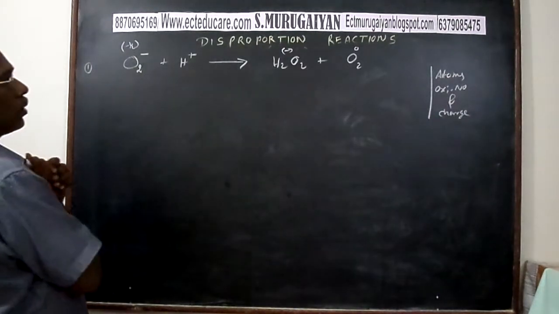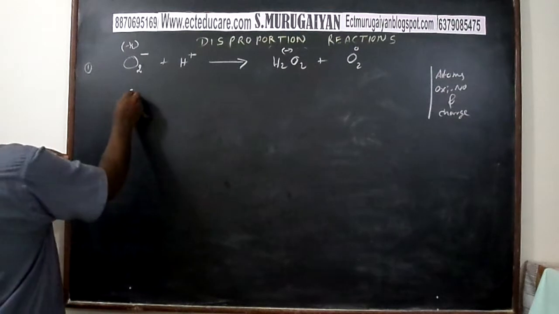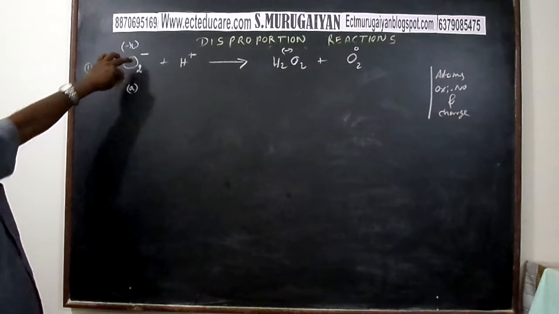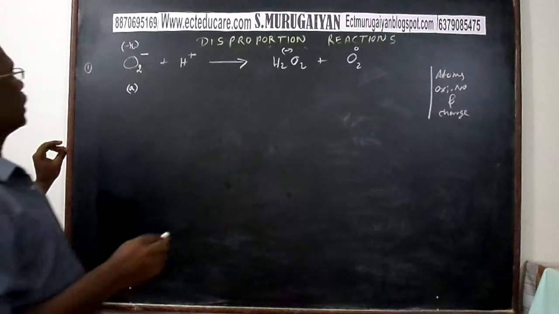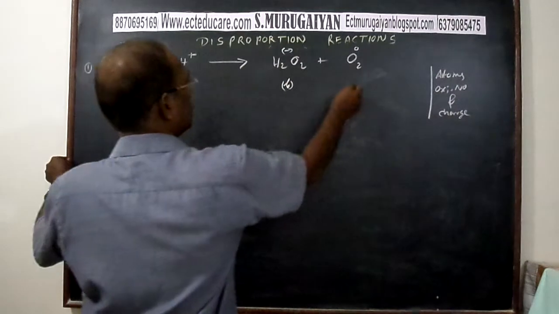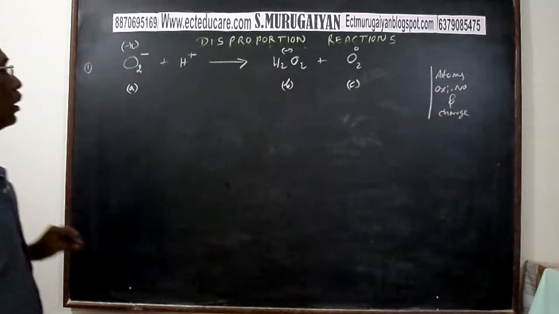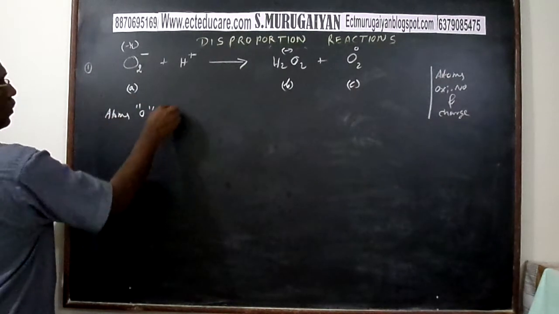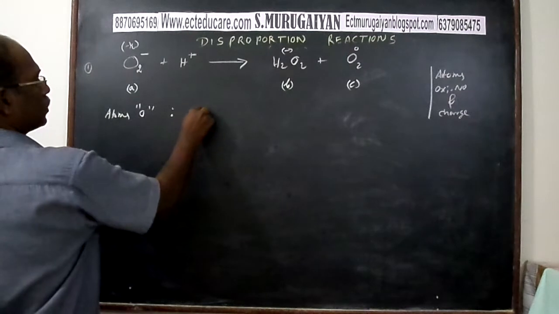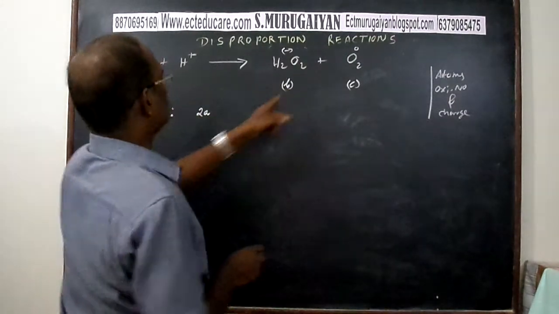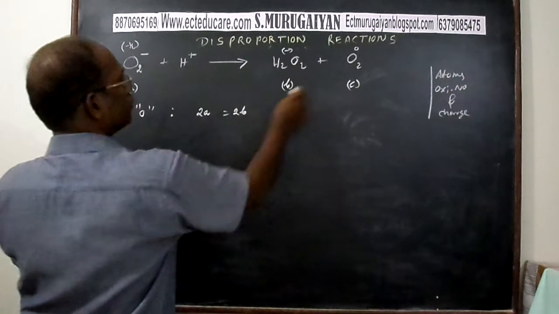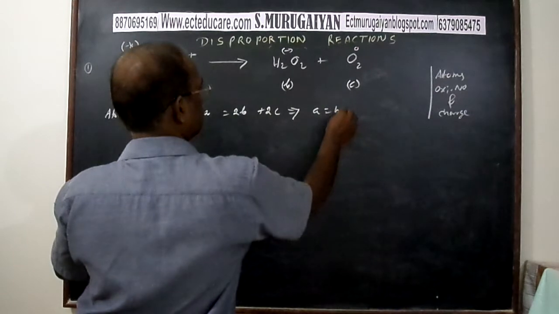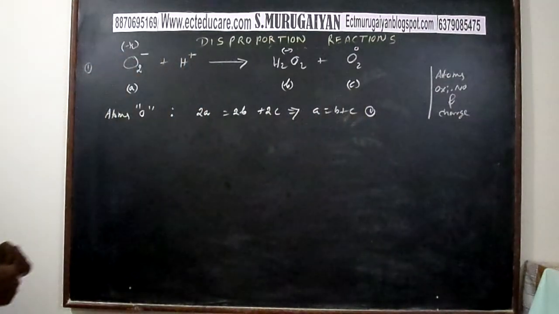So let us start to discuss based on atoms. A is an arbitrary constant given to the number of oxygen atoms having oxidation number minus 1 by 2. This is B, this is C. Now, comparing atoms of oxygen, 2A atoms and 2B, the other side 2C, the simplified equation is A equal to B plus C. Let the equation be 1.